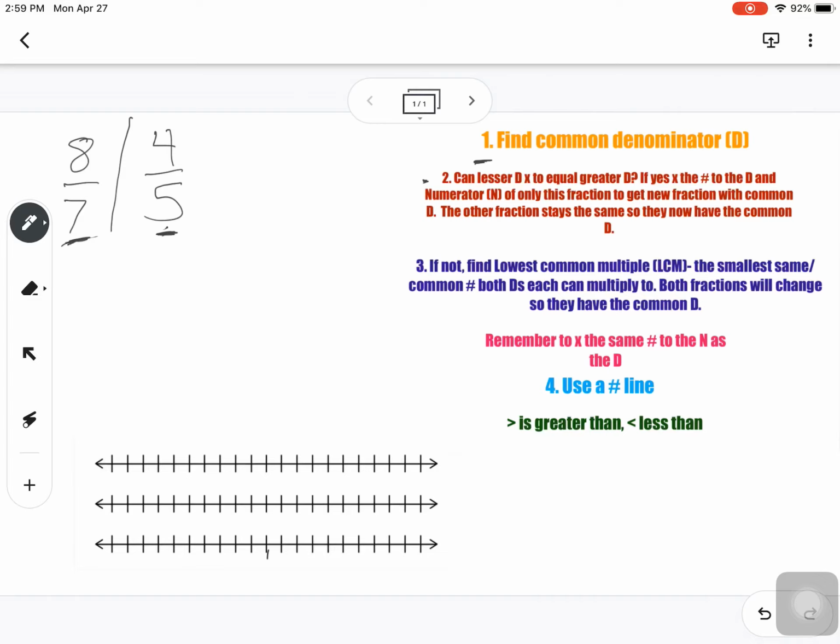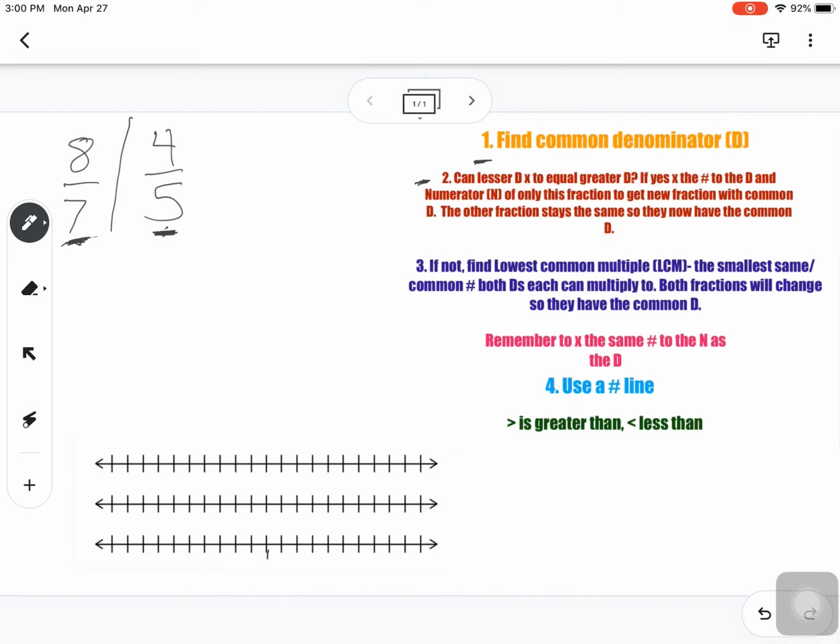So in order to compare, order, add or subtract fractions, we need to have a common denominator. That means a denominator that is the same for both fractions. So some strategies that I can use are the following. The first strategy I can use is I look to see, can the lesser denominator multiply to equal the greater denominator? So I look, this is lesser, 5 is less than 7.